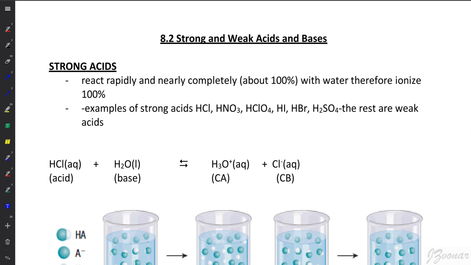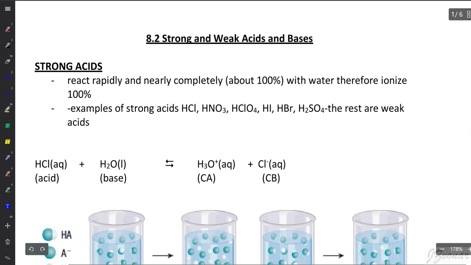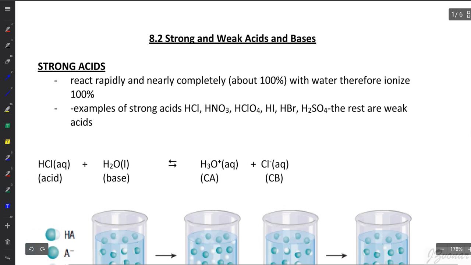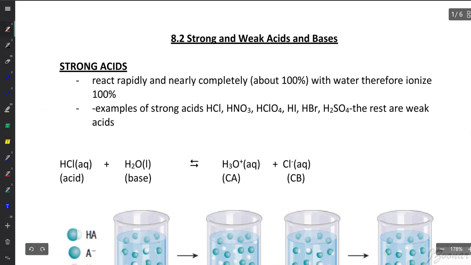By definition, a strong acid is going to react very quickly and pretty much to completion. So it's going to ionize 100%. That is what is going to happen here. It will ionize 100%.